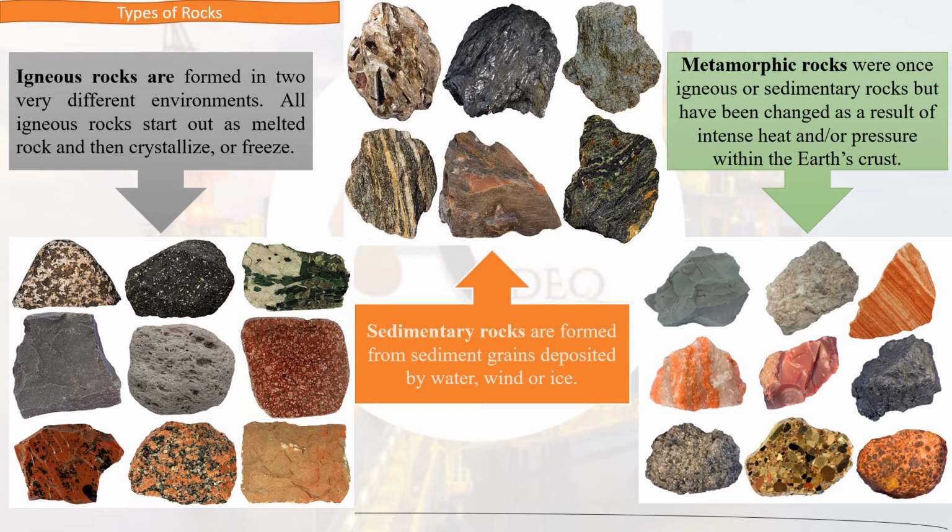Igneous rocks are formed in two very different environments. All igneous rocks start out as melted rock, magma, and then crystallize or freeze. Metamorphic rocks were once igneous or sedimentary rocks but have been changed or metamorphosed as a result of intense heat and/or pressure within the Earth's crust. They are crystalline and often have a squashed, which means foliated or banded, texture.